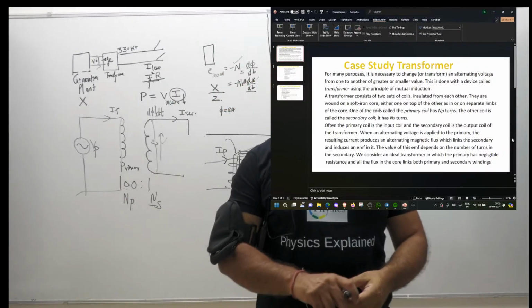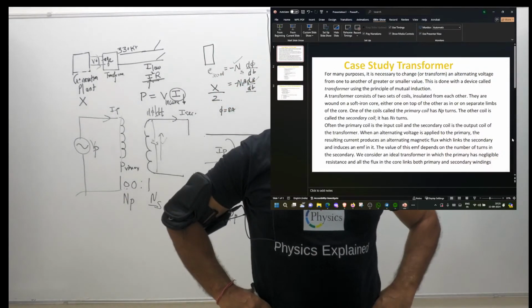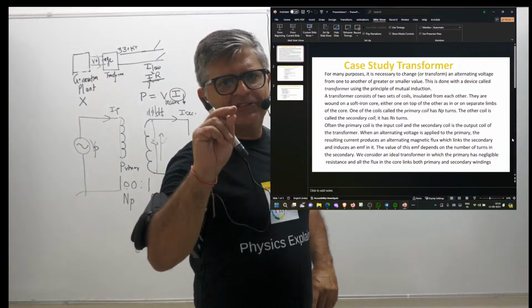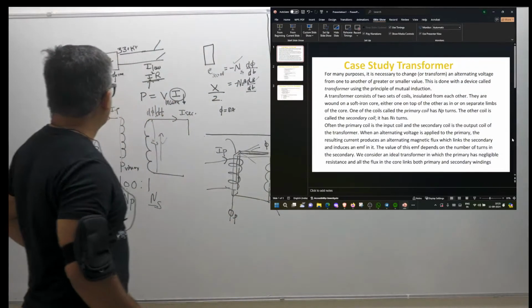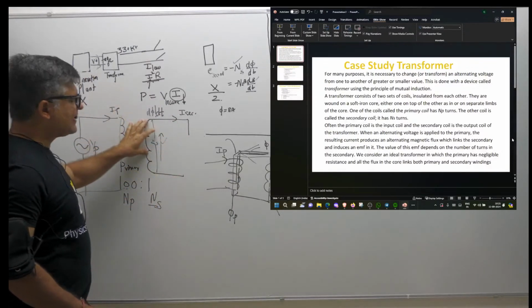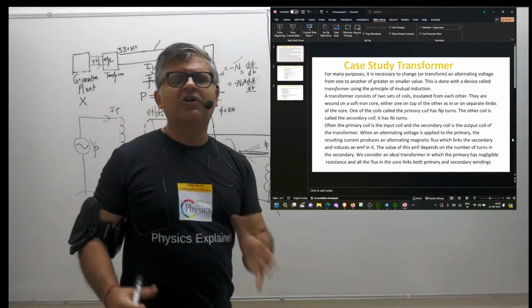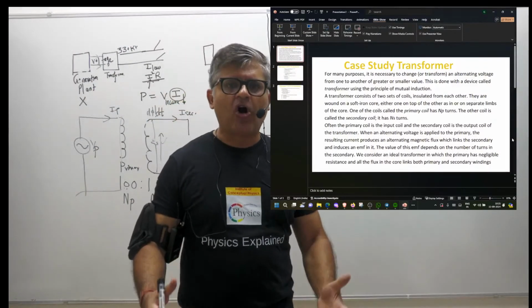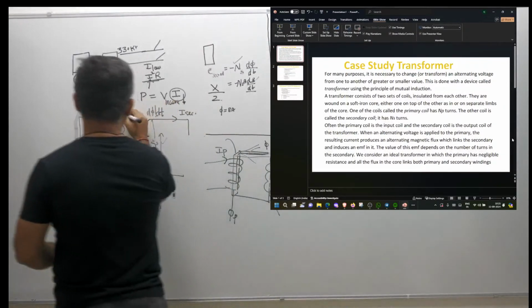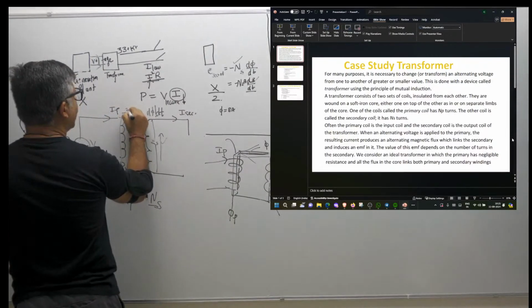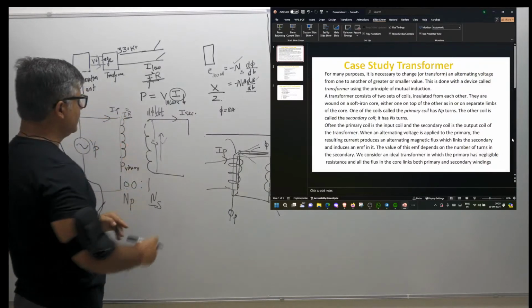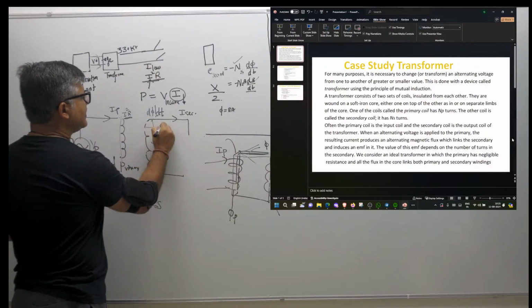Now it says we consider an ideal transformer in which the primary has negligible resistance. Okay, now let's focus on this statement. So primary has negligible resistance. I would go to the extent of saying that even the secondary has negligible resistance, because we're talking about ideal. Why? Because we want to avoid the copper loss. We don't want I square R losses happening here. So we don't want I square R losses in this wire because it has a resistance also, remember. And similarly, we don't want I square R losses here also.